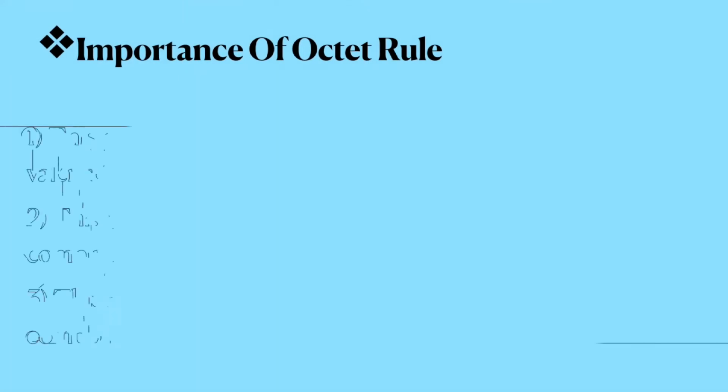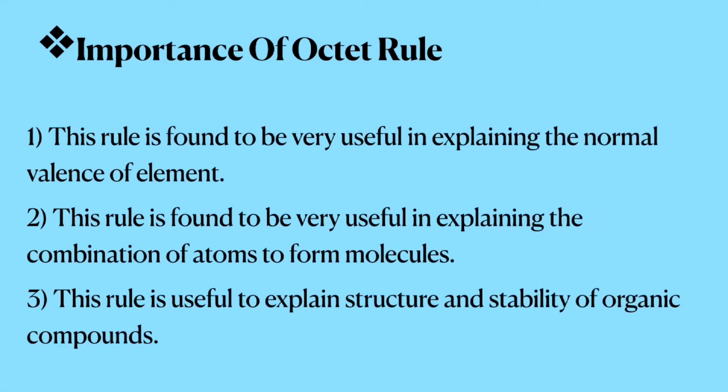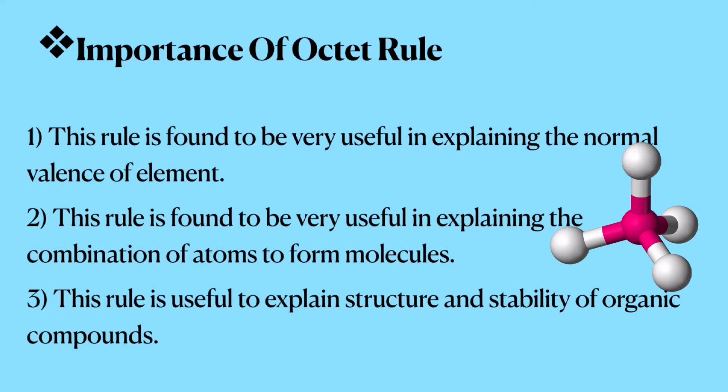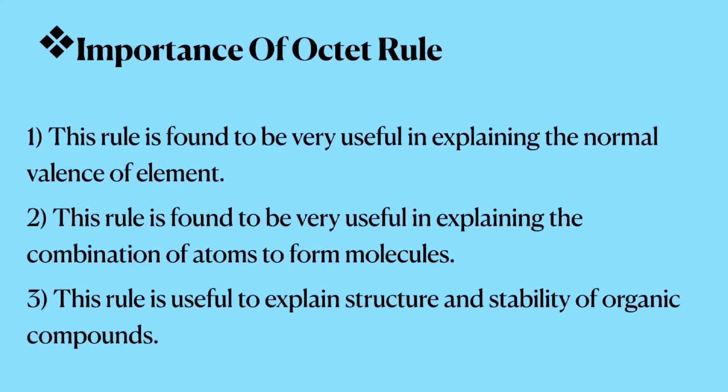Now let us consider the third importance of the octet rule. This rule is useful to explain the structure and the stability of organic compounds. You have studied the formation of the water molecule, methane molecule and NaCl. In these molecule formations, atoms gain, lose or share electrons and complete their octet and become stable. So that was the stability of these molecules, which is explained on the basis of the octet rule.